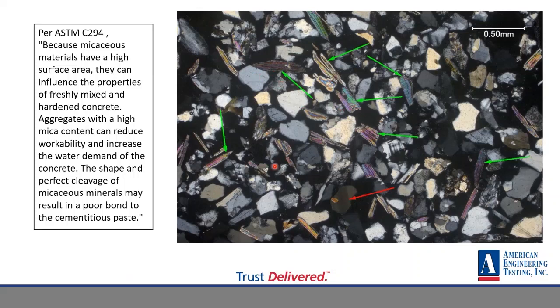So this photomicrograph here contains a lot of, it's a manufactured sand, it's a crushed granite, and all those green arrows represent muscovite. The red arrow here is pointing out some strained quartz. We'll get into that a little bit later, but that's a lot of mica and it can cause problems. So it's something we definitely documented.